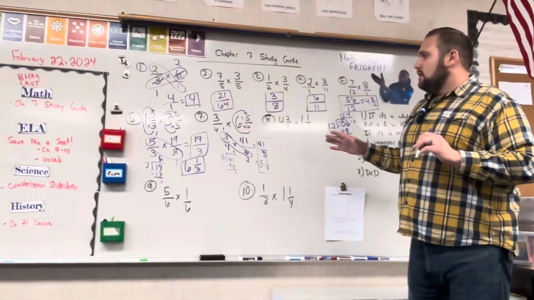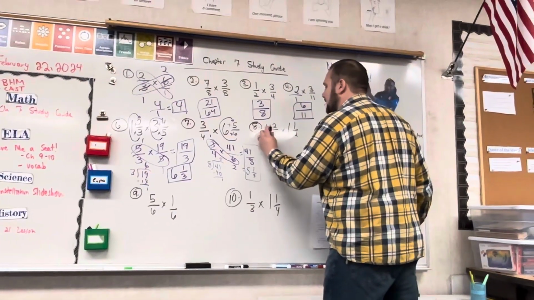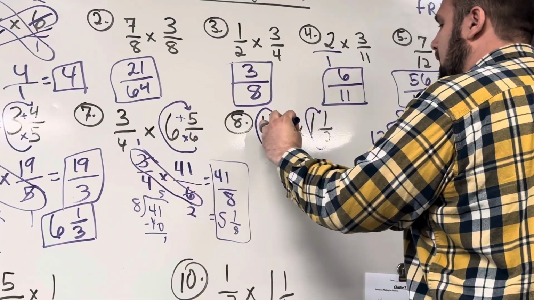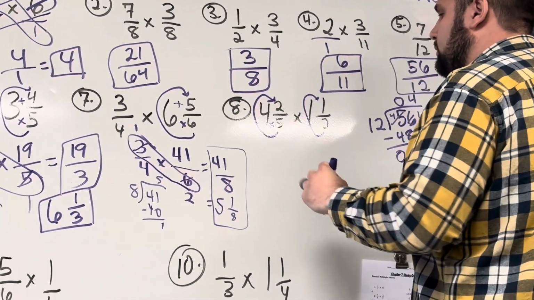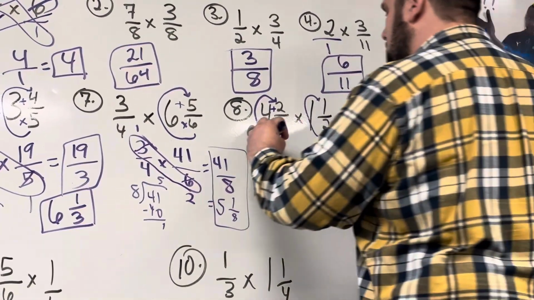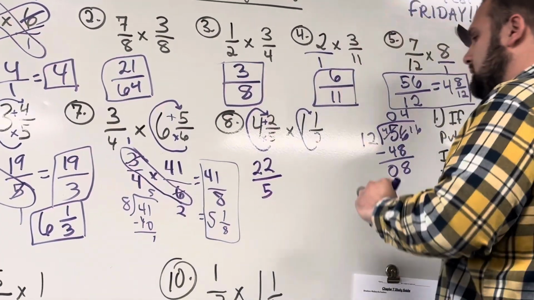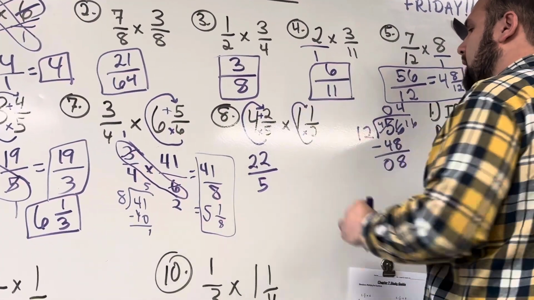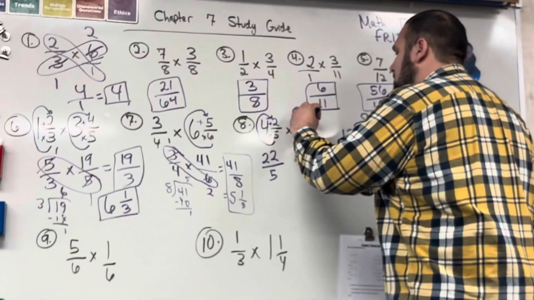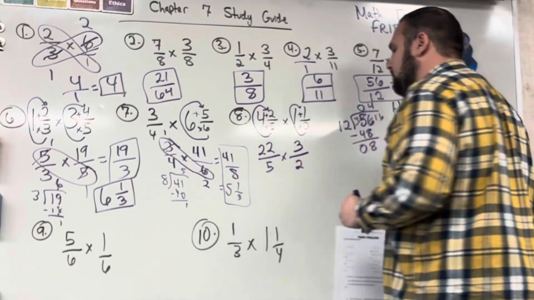All right. Number 8. Number 8, we have two mixed numbers again. So we got to convert these into improper fractions. So we got to do the denominator times the whole number, 5 times 4. Then add the numerator. 5 times 4 is 20. Plus 2 is 22. Over 5, because the denominator stays the same. All right, with 1 and 1/2, you take 2 times 1, which is 2, plus 1, which is 3, over 2, because the denominator stays the same.